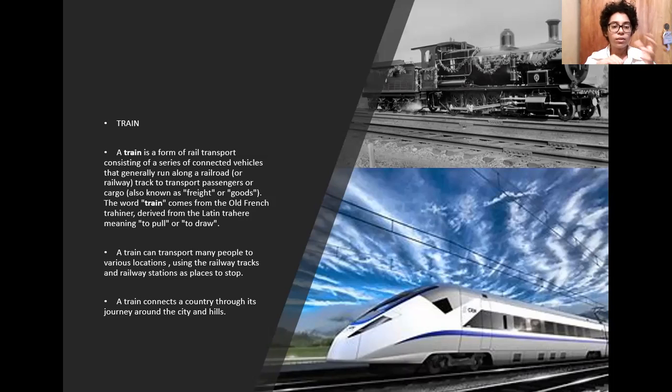So the definition says a train is a form of rail transport consisting of a series of connected vehicles. What are connected vehicles? Those carriages, I mean the little train carriages that are there. Then the coaches, the small sections, are called connected vehicles. They are connected, right? And that generally run along a railroad track to transport passengers or cargo, also known as freight or goods, right? So a train transports not only passengers but also so many goods, right?